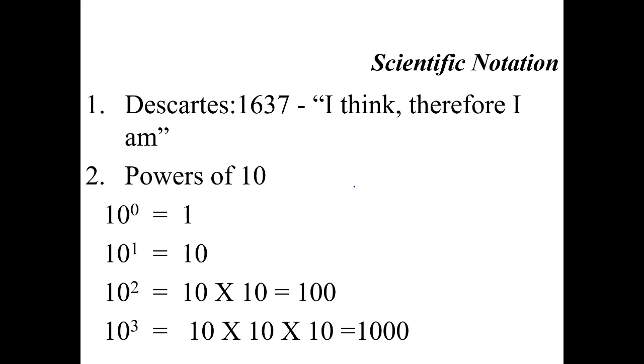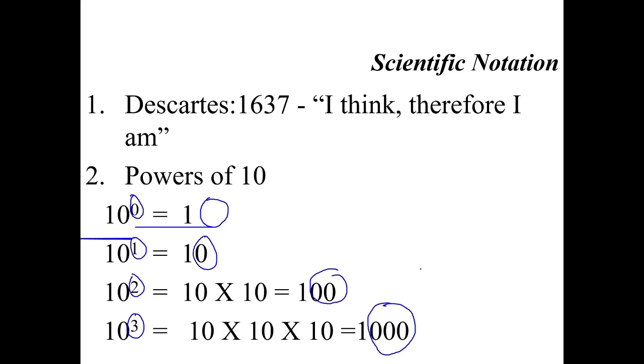So how does this work? Well, 10 raised to the 0 is 1. In fact, anything raised to the 0 is 1. 10 to the first is 10. 10 squared is 10 times 10, or 100. And then 10 to the third is 10 times 10 times 10, or 1,000. So if you notice, the exponent is the number of zeros here. There's no zeros here. There's 1 zero here. 2 zeros. 3 zeros.